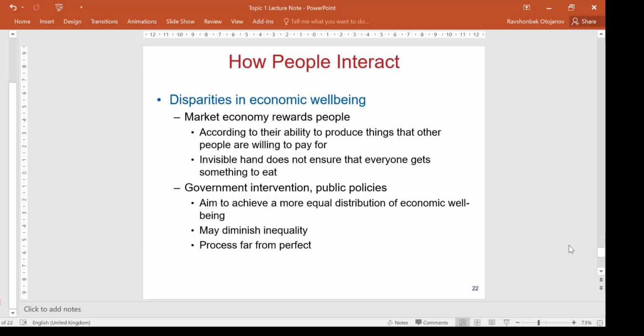So moving on now, economic inequality, or disparities in economic well-being, can prevail in a market economy. And we know that a market economy rewards people, it incentivizes people, and people produce and consume according to their abilities. But the invisible hand does not ensure that everyone gets to eat. Some people become poorer, while some become very much richer. In that process, the income inequality or income gap becomes larger. In this case, to reduce this sort of disparity, the government will step in. The government will enact public policies that are aimed at achieving a more equal distribution of wealth.